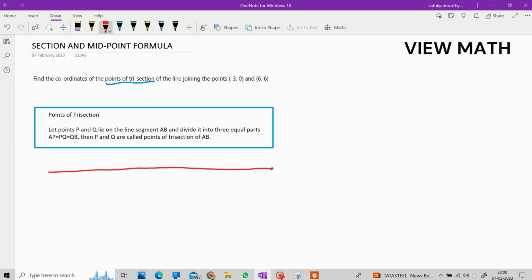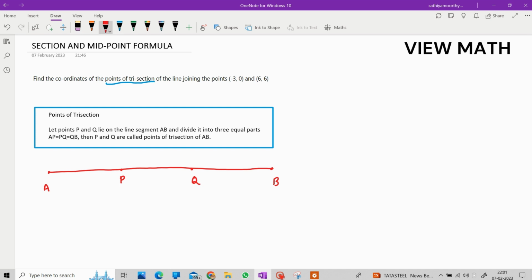Okay. So this is AB. This point is A and this is B. This is a line segment AB. Let points P and Q lie on the line segment. Now there are 2 points lying on the line segment, and what is mentioned is it divides it into 3 equal parts. Now this is P and Q lies on the line segment. It divides the line segment AB into 3 equal parts.